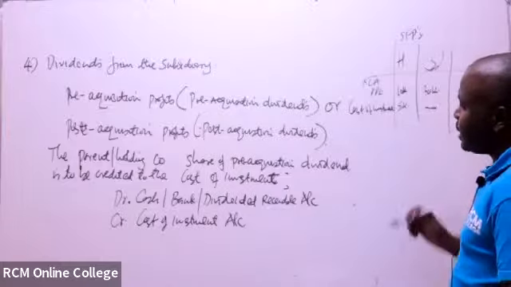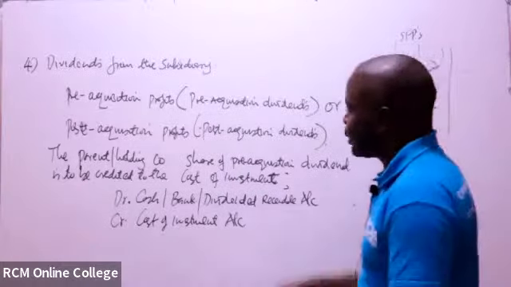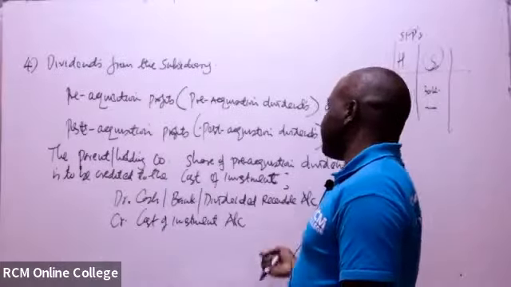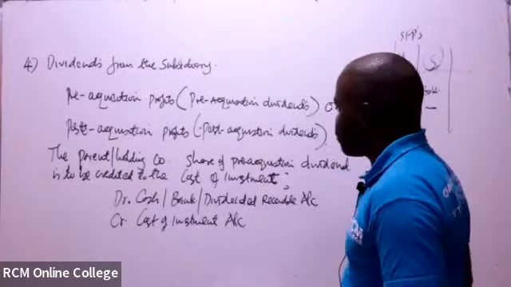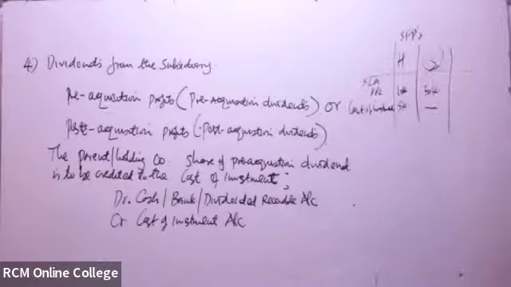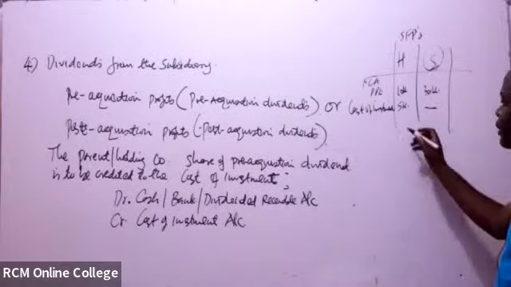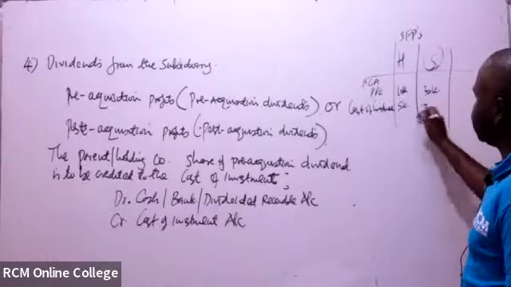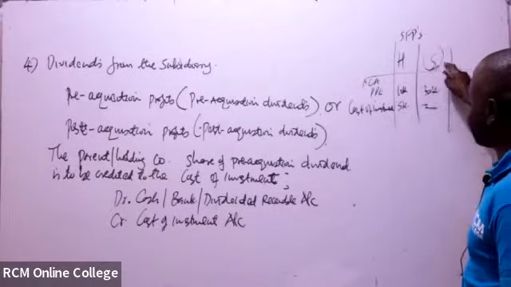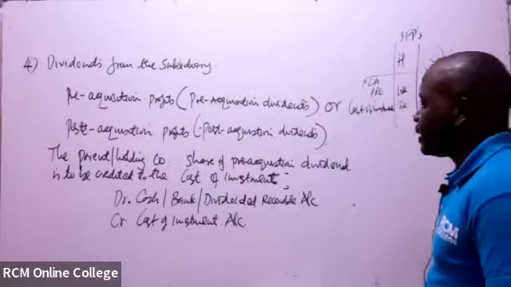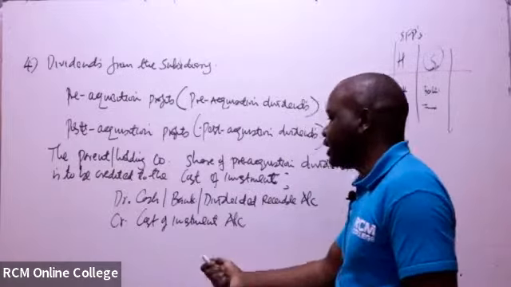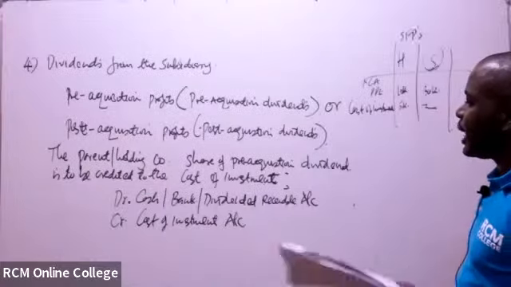So what we mean is, if you do the computations and you realize that there's a portion of the pre-acquisition dividends that is paid to the holding company, then it means you likely end up having to eliminate it from the cost that was incurred to buy the subsidiary. It will be reducing the amount they incurred to buy the subsidiary.